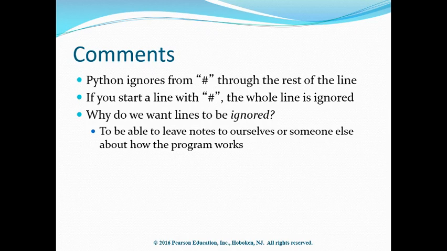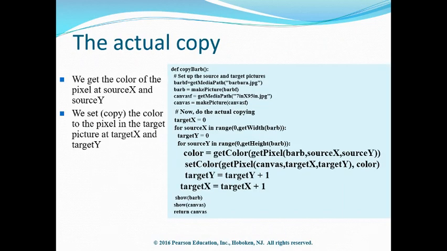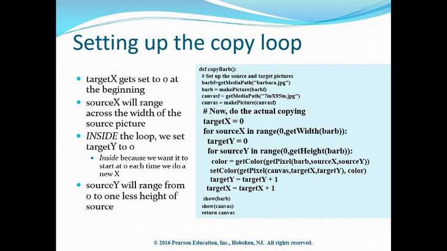So, comments. We talked about how the hashtag symbol, or the pound symbol, makes the line ignored. Why do we want lines to be ignored? It shows notes on how to use the program, how it works, and how for other programmers to use it as well. Walking through the copying function, we can see the benefit of the comments here. It's very useful, so we can understand more easily what this function is doing. So the actual copy: we get the color of the pixel at source X and Y. We set the color to the pixel in the target picture at target X and target Y.